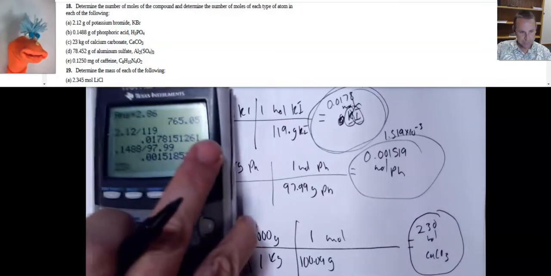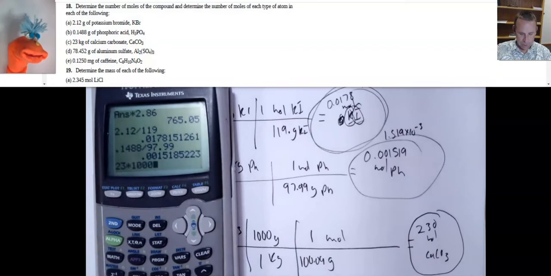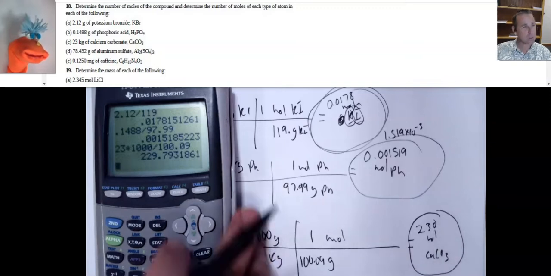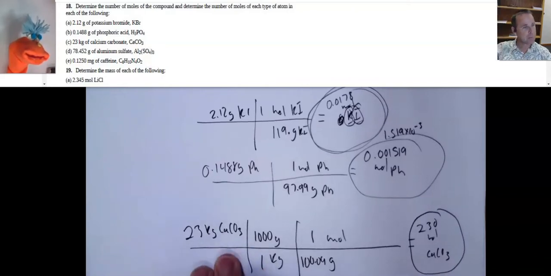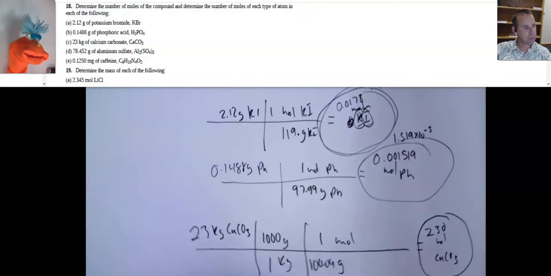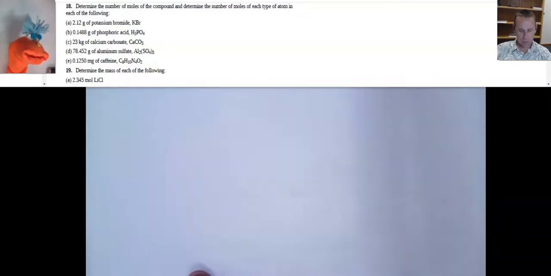23 times 1,000 divided by 100.09. So we got 230. Three significant figures? Just two significant figures. So 230, yep, moles of calcium carbonate. Okay. Good. D, 78.452 grams of aluminum sulfate.